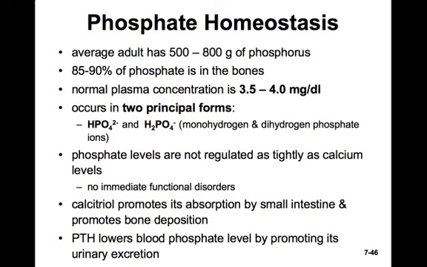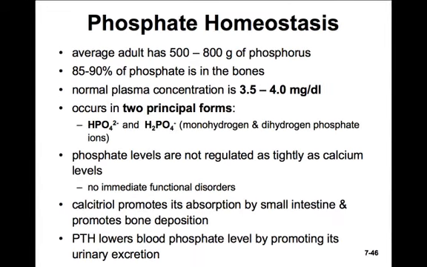Calcitriol is involved in its absorption by the small intestine, just as it is involved in calcium absorption. Thus, it promotes bone deposition. Parathyroid hormone has an impact on phosphate too. It lowers phosphate by promoting its urinary secretion. Remember, parathyroid hormone does not promote excretion of calcium. It promotes reabsorption of calcium from the urine.